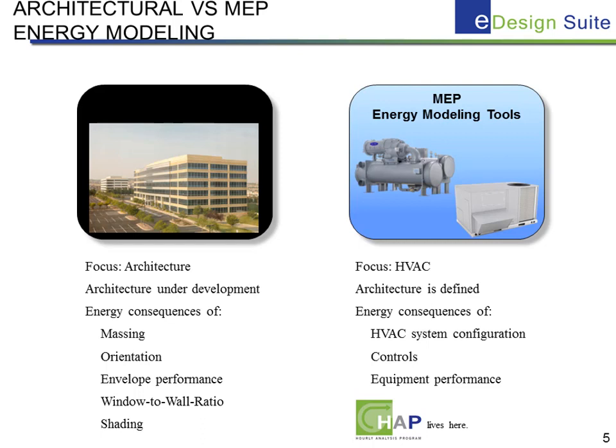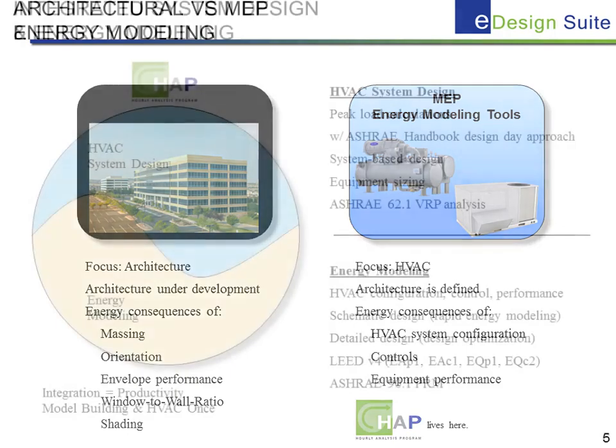On the right is the MEP energy modeling software. The building architecture is pretty much defined before these programs in this category are used. Their focus is on energy consequences of HVAC design decisions. Also, the HVAC system configuration, control, and equipment performance. HAP is often used for architectural energy modeling requirements, like on the left, but its focus is on MEP applications like on the right. HAP's workflow and capabilities are designed around HVAC design needs.